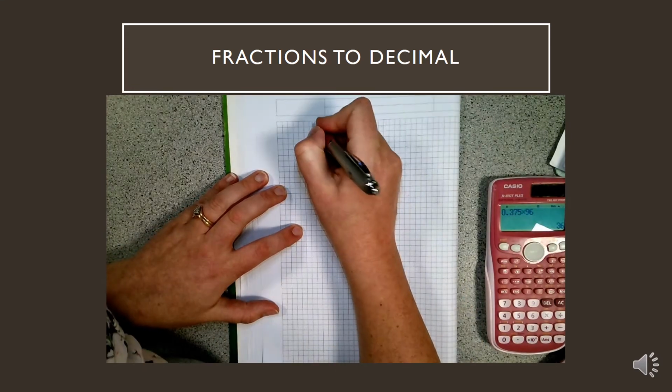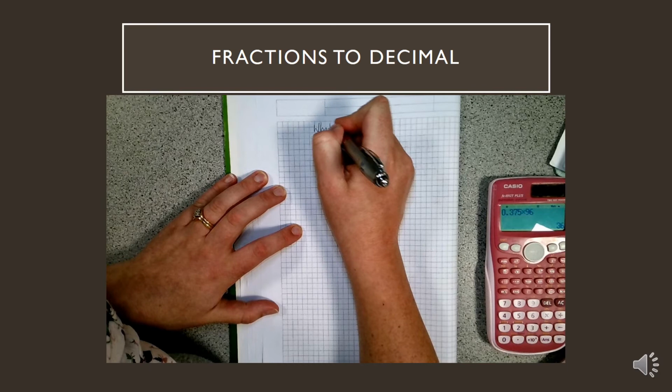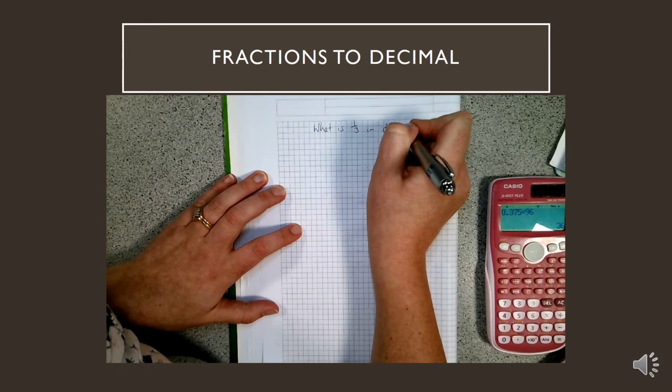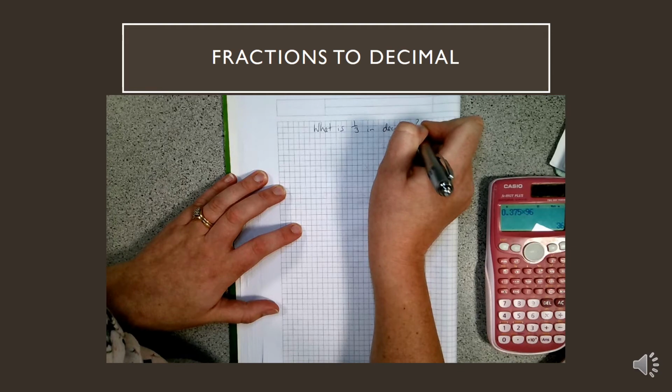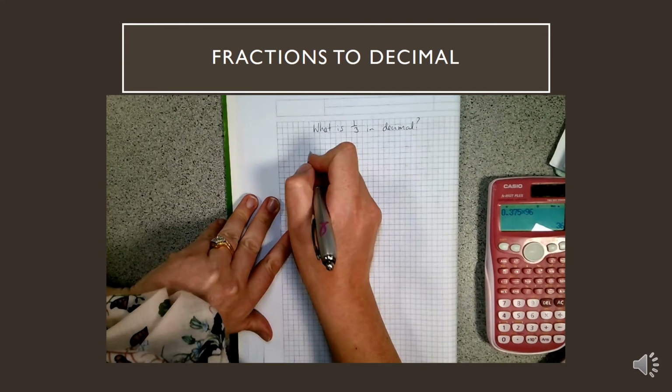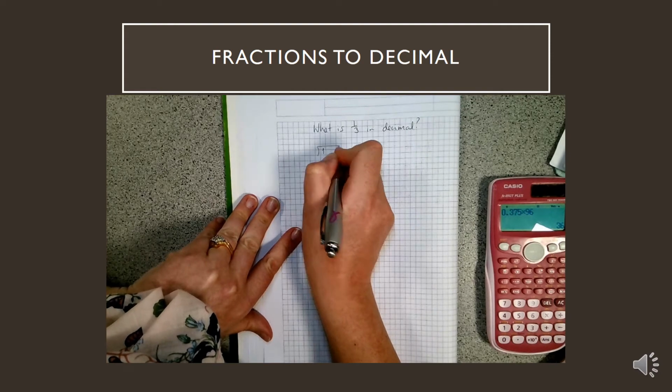One third. What is 1/3 in decimal? So if we try to use division, we'll do 1 divided by 3.